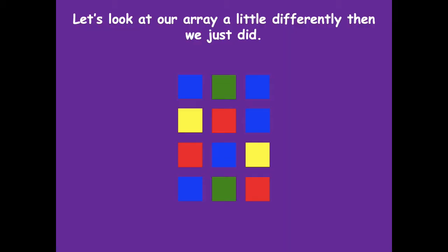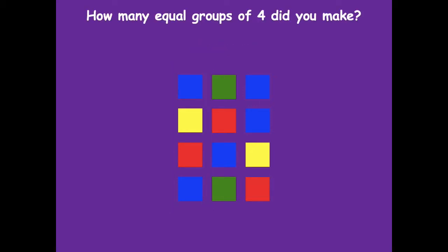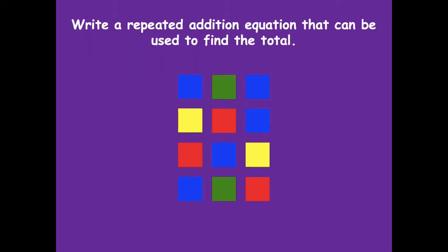All right, so let's look at our array a little differently than we just did. How many columns? Remember, columns go up and down. Yeah, there's 3 columns. How many equal groups of 4 did you make? 3 equal groups. Write a repeated addition equation that can be used to find the total. So pause the video, write your repeated addition equation, and then click play when you're ready to go over it together.